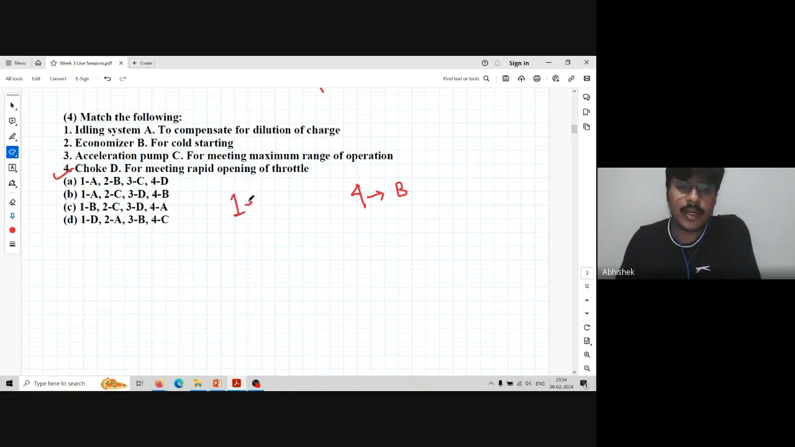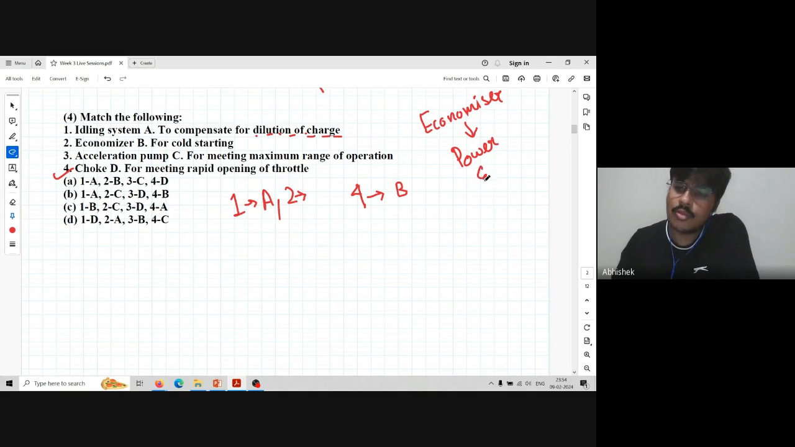1 is, what is idling? This is the thing I covered or not? Dilution of charge. So 1 is A. Economizer I have not covered. Don't go with the name. Economizer is used for power enrichment. Whenever we need higher power, we use the economizer. What is the function of the economizer?